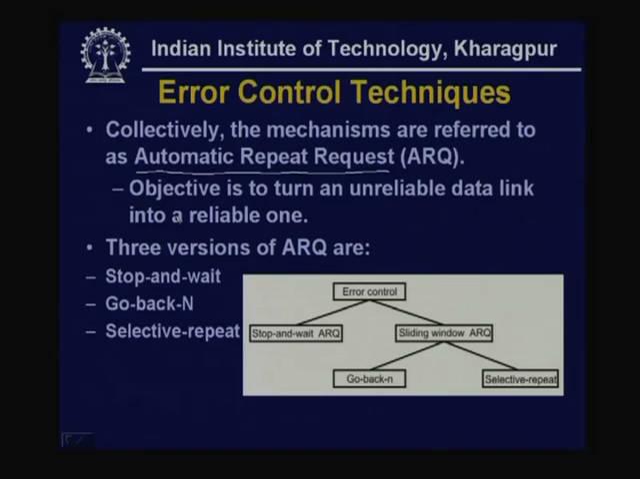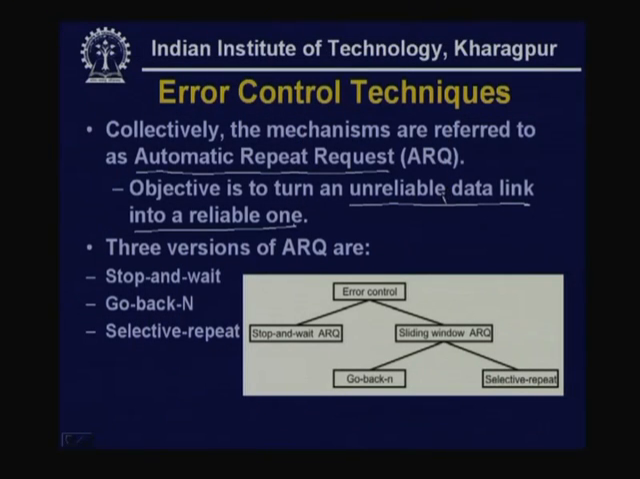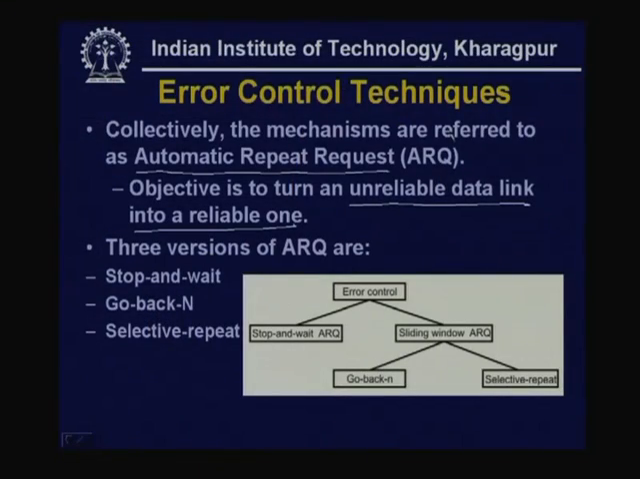And obviously, as I mentioned in the beginning, our objective is to turn an unreliable data link into a reliable one. As we know, there does not exist any transmission media where error cannot occur. Error can always occur, although the reliability of the transmission media is improving with time. However, there is always some probability of error. So, in the error prone environment, our objective is to perform reliable communication. That can be done by using these error control techniques.